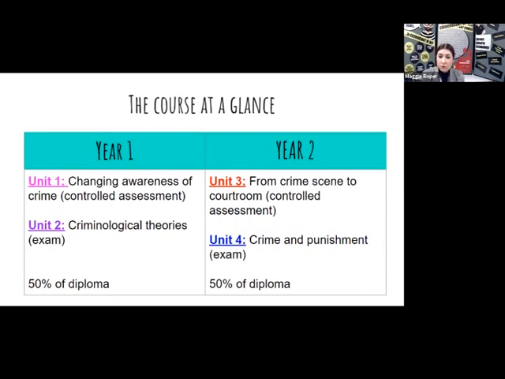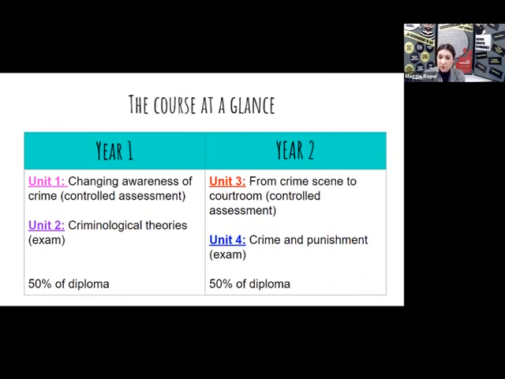Then once you've done Unit 3, you'll do Unit 4, which is looking at crime and punishment. So how do we deal with offending behaviour? Why do we punish offenders? What different punishments are available, and actually how effective are those punishments in dealing with offending and preventing it from happening and protecting the public?